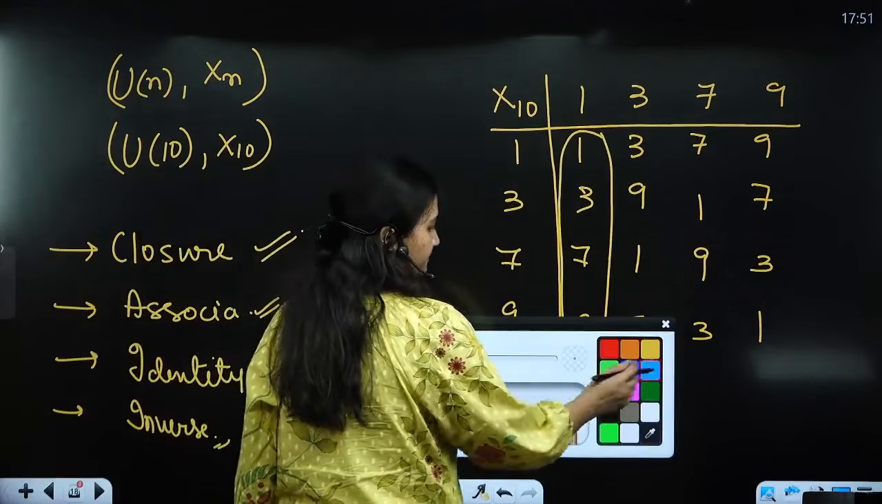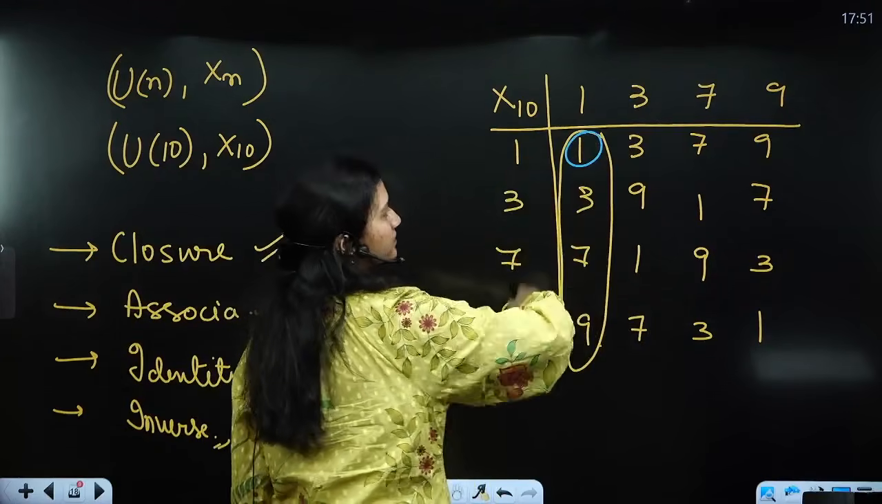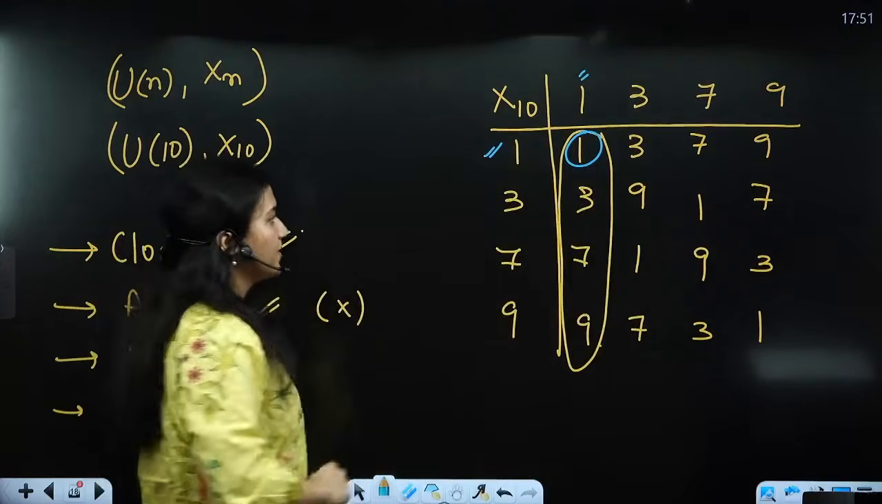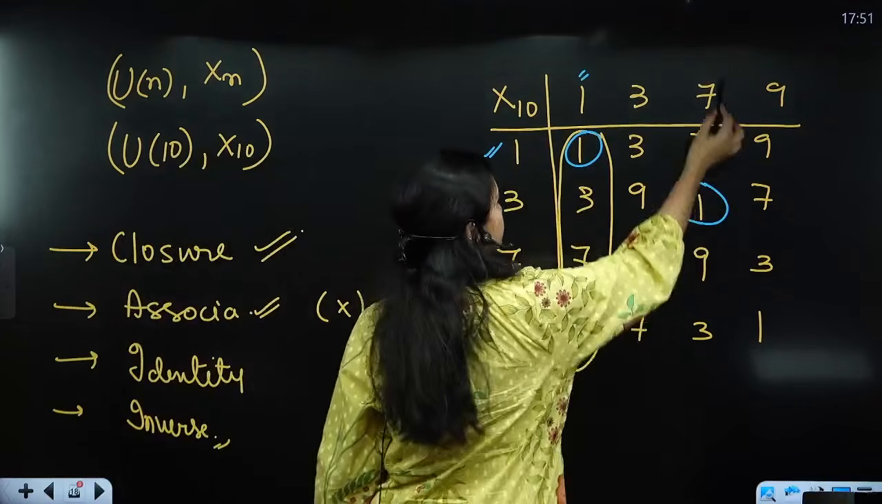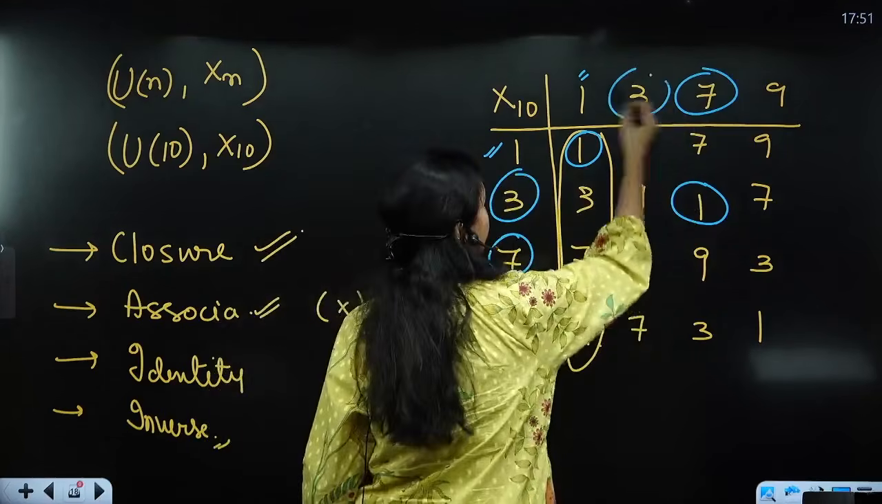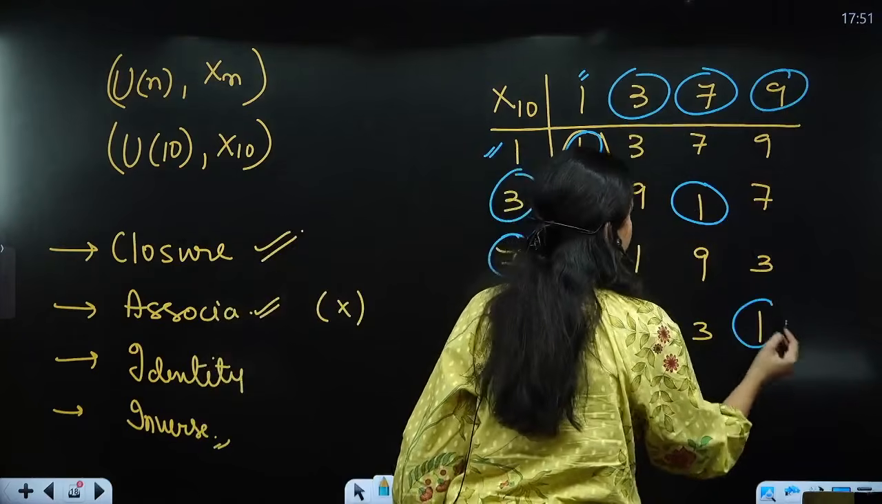Where am I getting 1 with respect to 1? That is 1. That means the identity element is self-inverse, that we know. Now for 3, 7 and 3 are going to be inverses of each other. And finally, 9 is going to be self-inverse, right?